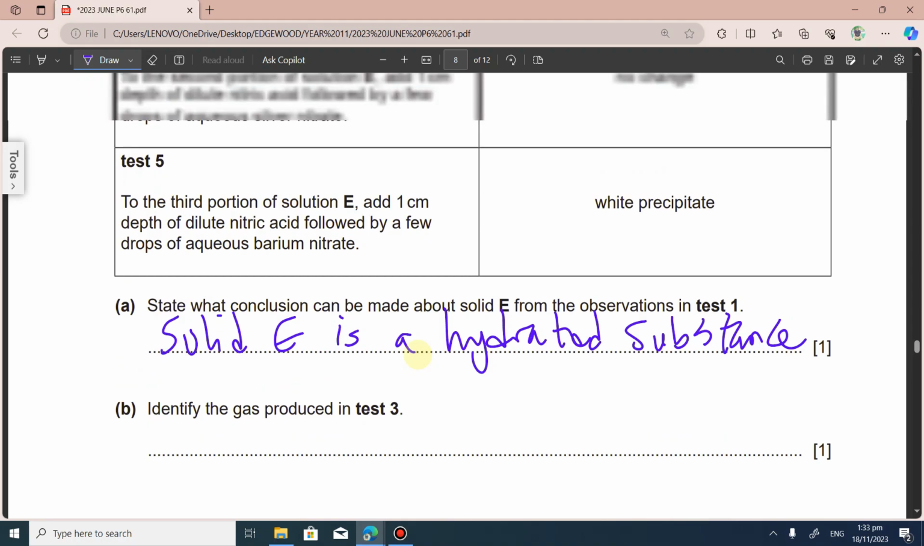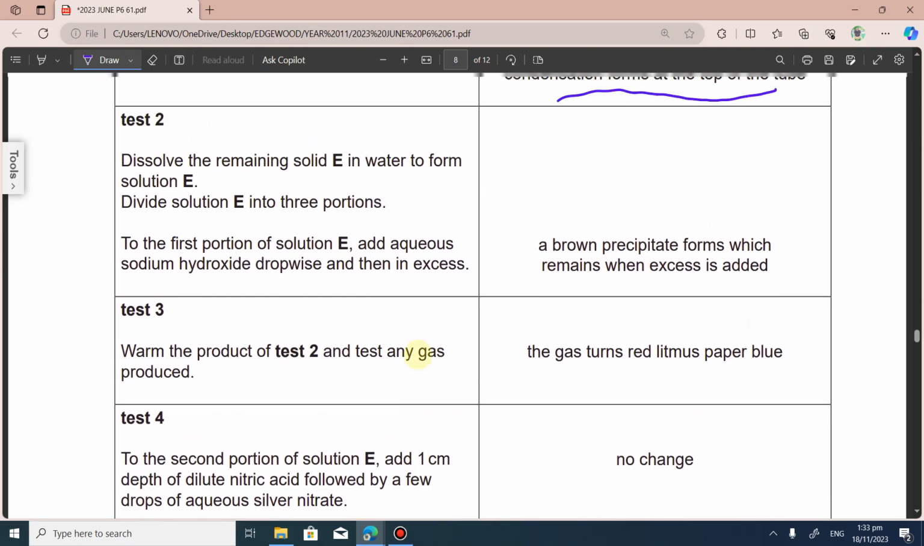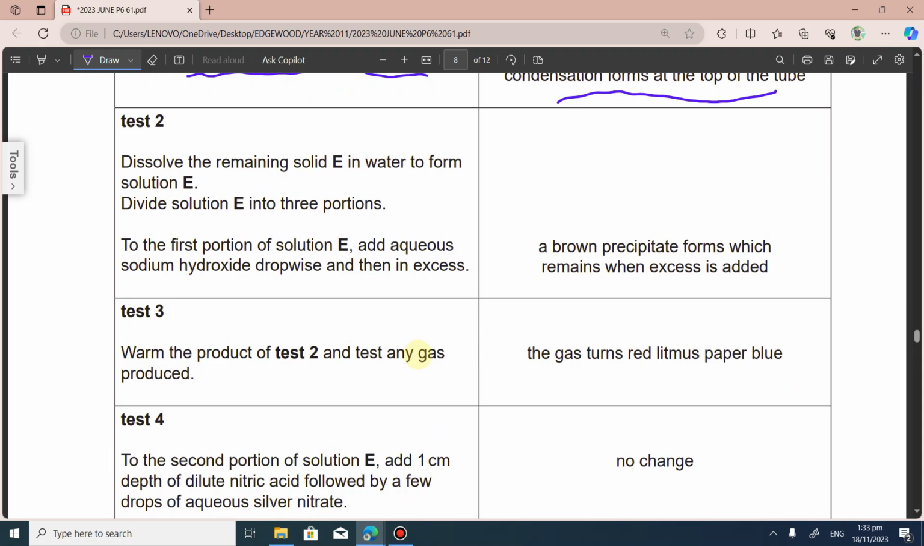Identify the gas produced in test 3. So let's read what test 3 involves. Test 3 says, when we warm the product of test 2 and test any gas produced, the gas turns red litmus paper blue. Now, you don't have to guess the answer to this.